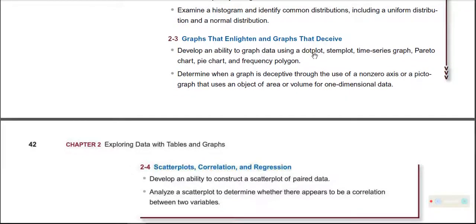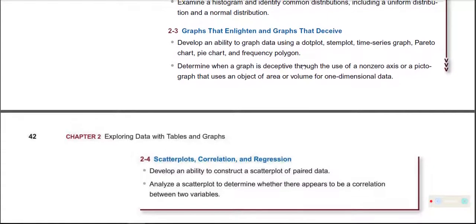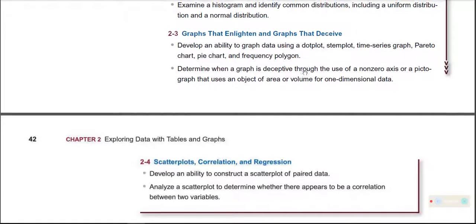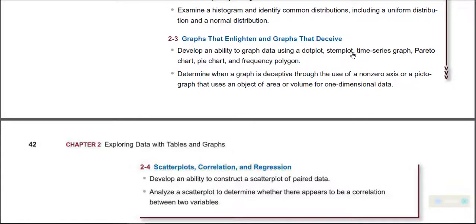I think that plot is already given dun sa mga video lectures na i-sinend ko sa inyo. Si stem and leaf plot. Dun sa sinend ko sa inyo video, this is called stem and leaf plot. Time series graph, Pareto chart. Pareto chart, meron din tayong example. Pie chart, meron din. Both by using Excel and using Microsoft Word.